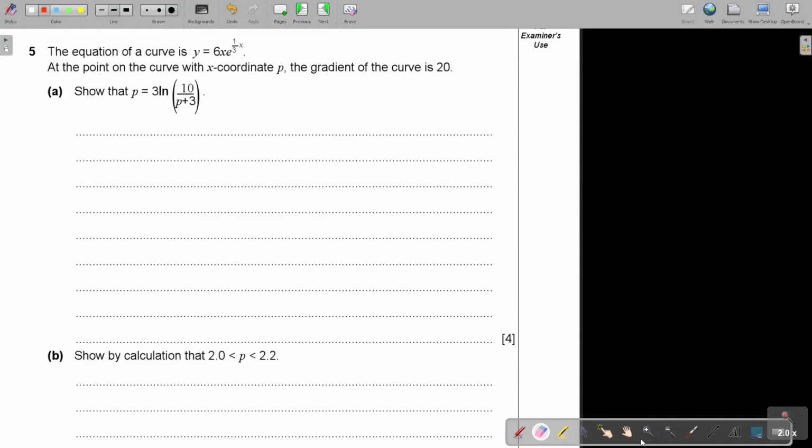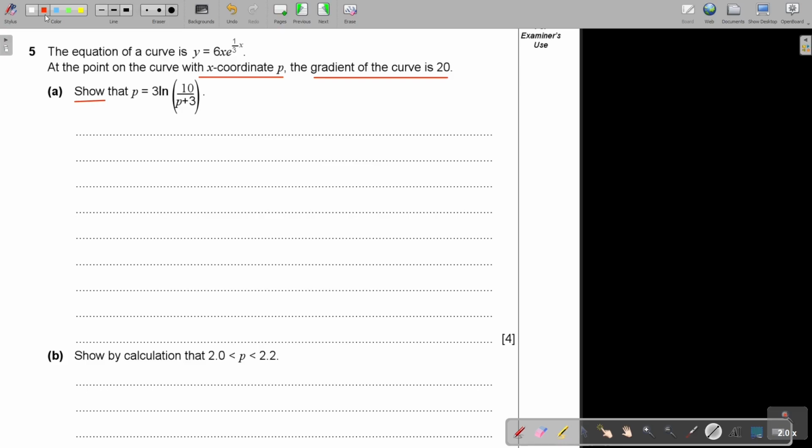Let's start with question number 5. The equation of a curve is y equals 6x e to the power of 3x. At the point on the curve with x coordinate p, the gradient of the curve is 20. Very important to underline. So the x coordinate is p, then the gradient of the curve is 20. Okay, then they say show that. Don't use that. You must arrive at that answer.